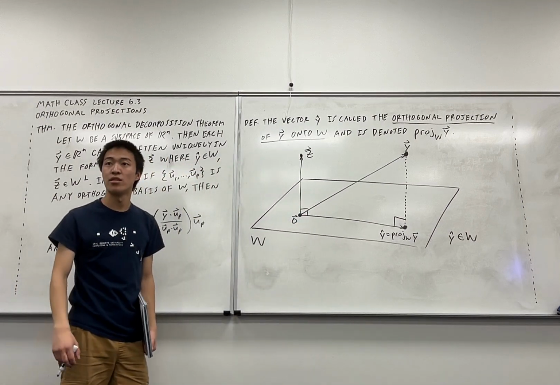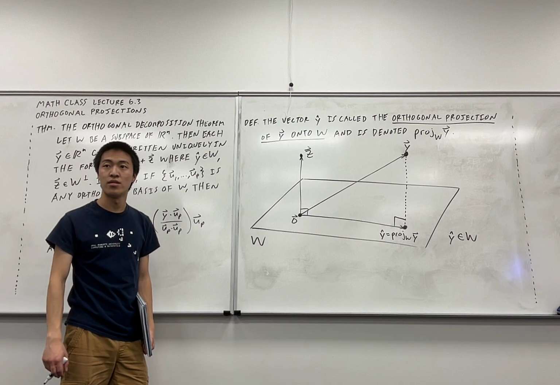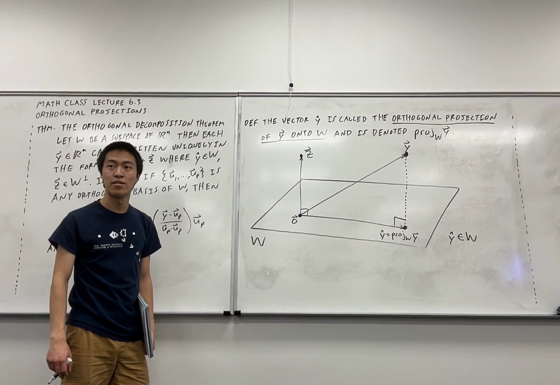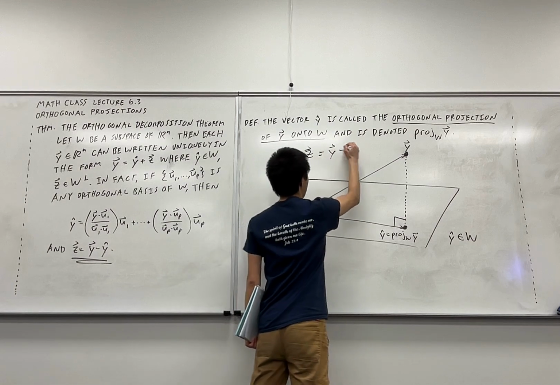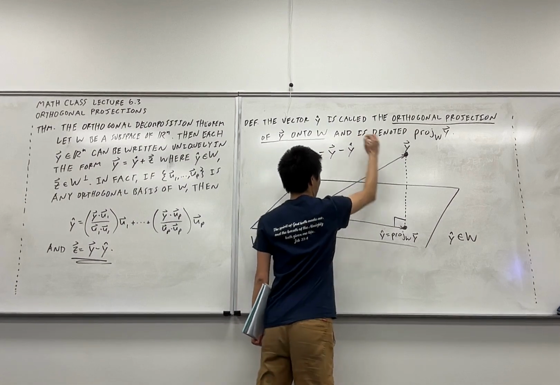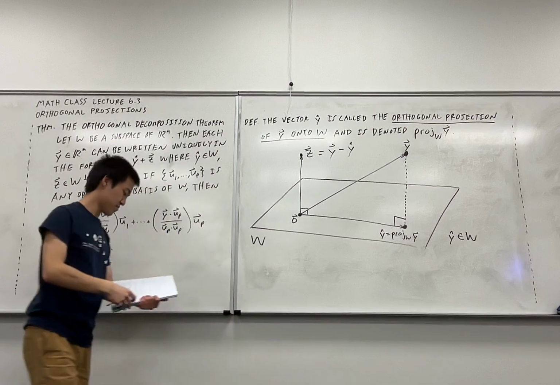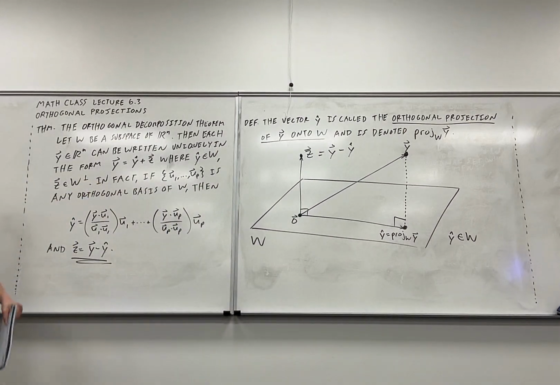So the vector Z is the distance from y hat to the y vector? Exactly. This is if I took y and I subtracted from it y hat. Right? That's why it's a projection of.